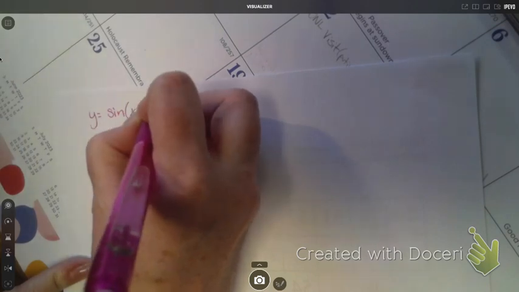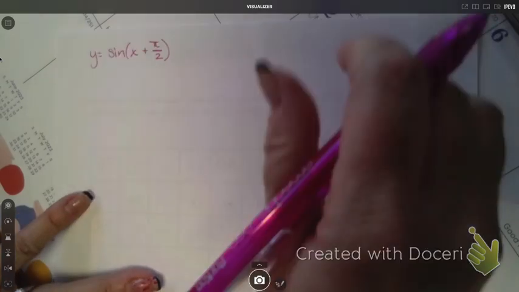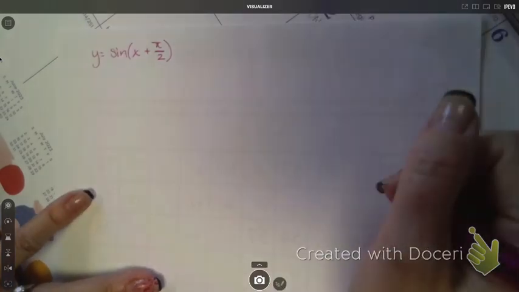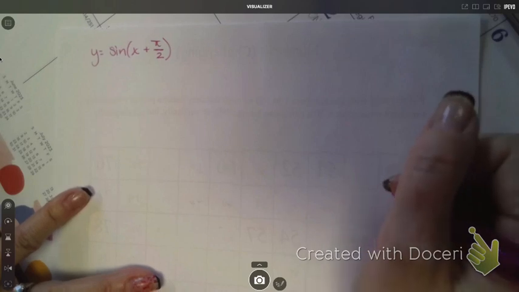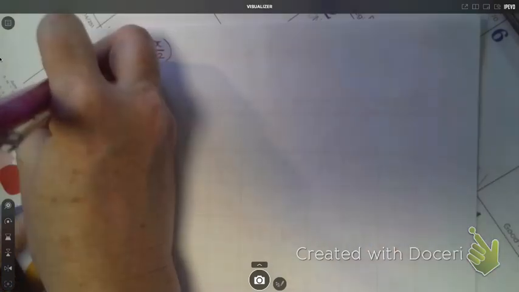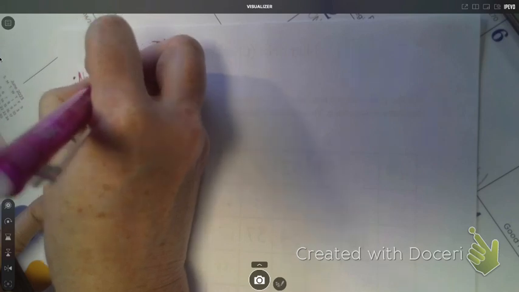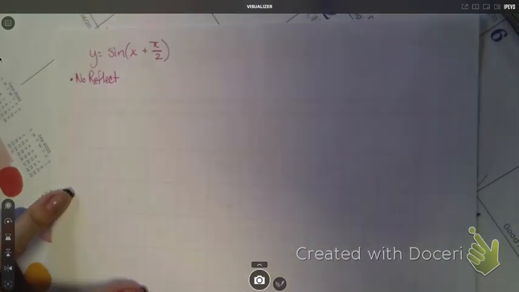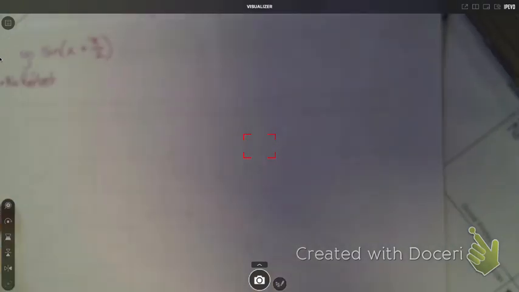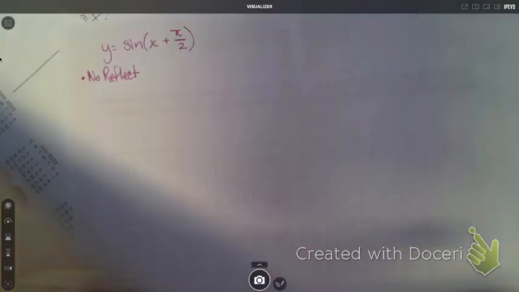Okay, so y equals sine of x plus pi over 2. So now what's changed? We're going left. And we're going left pi over 2, aren't we? Okay, reflected. No. And I always do no reflect. I like to account for it, because if I don't, then I tend to forget.